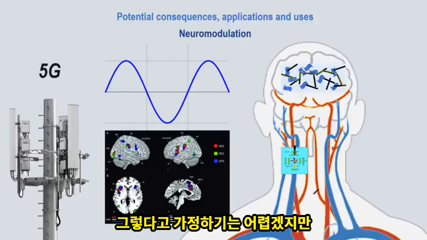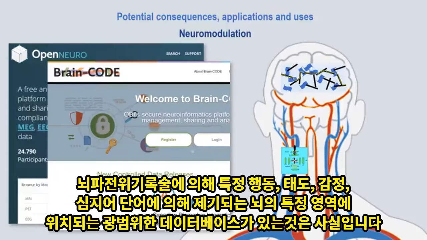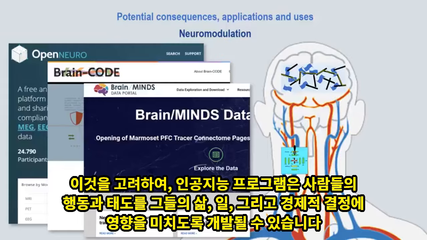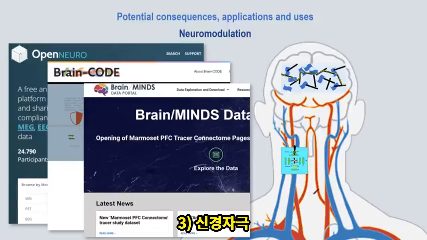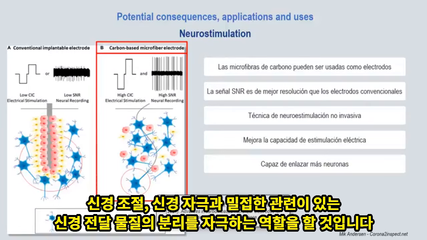While this may be difficult to assume, it is true that there are extensive databases that locate by electroencephalography the specific regions of the brain that are pulsed by certain actions, thoughts, attitudes, feelings, and even words, phrases and sentences. Taking this into account, artificial intelligence programs can be developed to redirect people's behavior and attitude, to influence their life, work, and economic decisions. 3. Neurostimulation. Closely related to neuromodulation, neurostimulation would be responsible for stimulating the segregation of neurotransmitters.